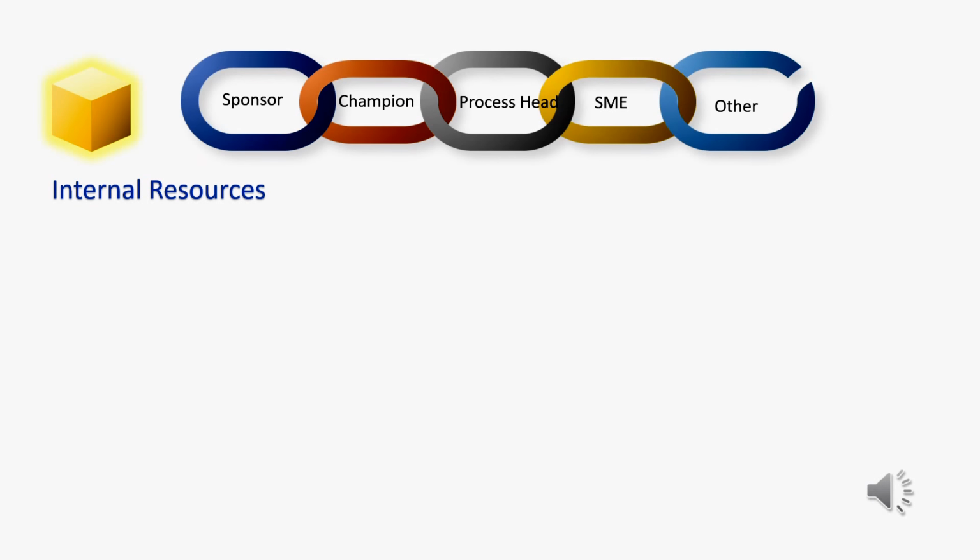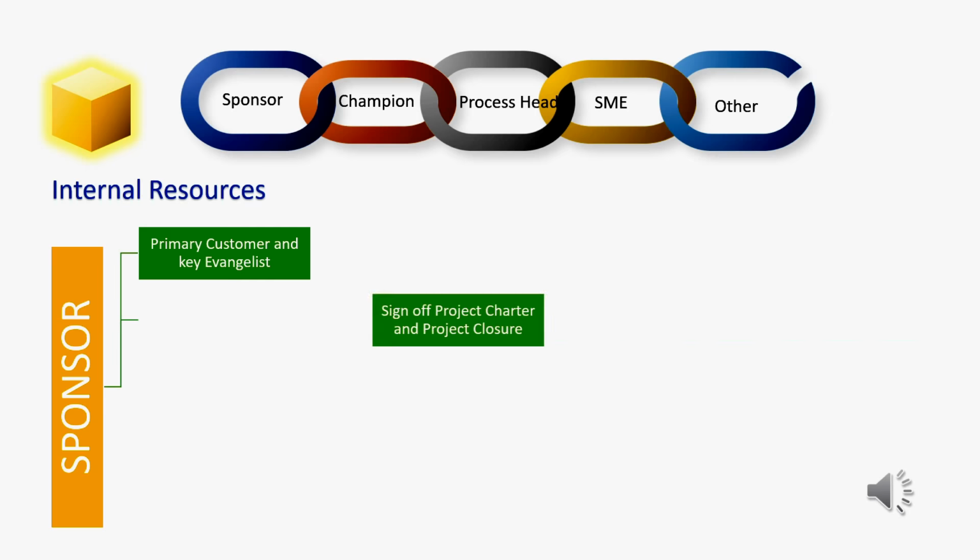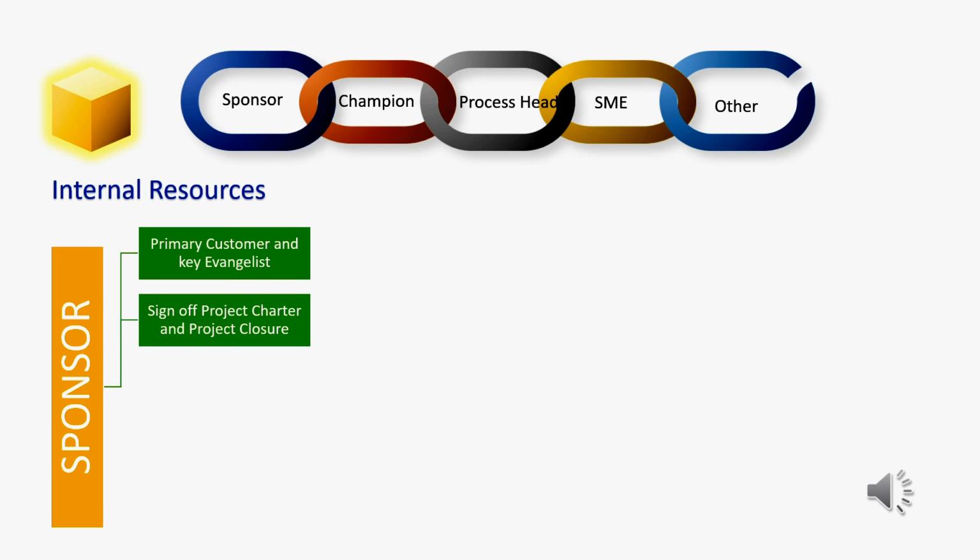Now, let's have a look at the internal resources, their characteristics, and common roles. There are typically 4 different common roles in a Six Sigma project. At the highest level is a sponsor, who is someone at the executive level. A sponsor is the primary customer of the project and also its key evangelist. Sponsors set the direction for the project while also playing a key communicative role at the highest levels of the organization. They will sign off on the project, by approving the defined and drafted charter.